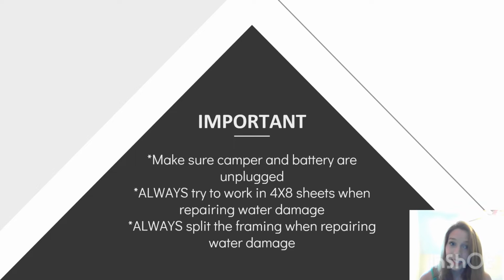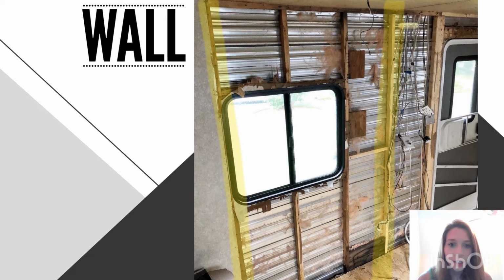Last, always split the framing when repairing water damage. Well, what does that mean? Let me show you a few examples. So let's look at a wall first. You can see the highlighted areas where the studs are, which are evenly spaced 4 feet apart. When you go to reinstall a new panel, the edge of one side will be nailed to the right half of the stud where my white arrow is, while the other side of the panel will be nailed to the left side of this other stud, which is the other white arrow.